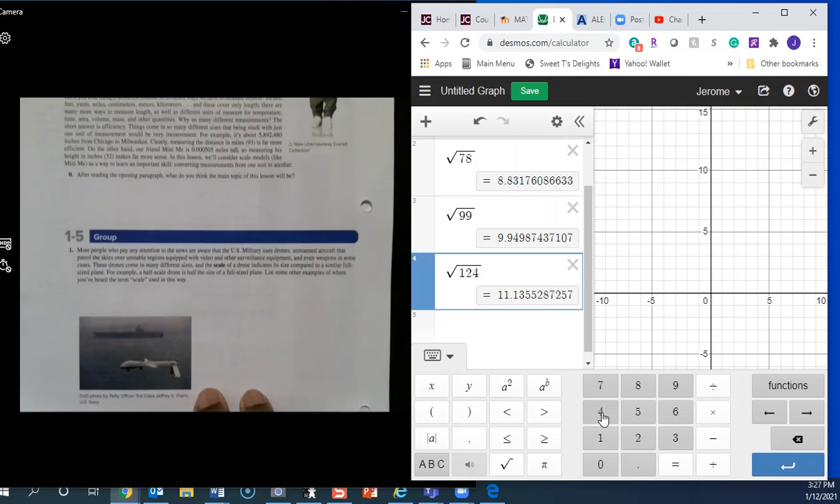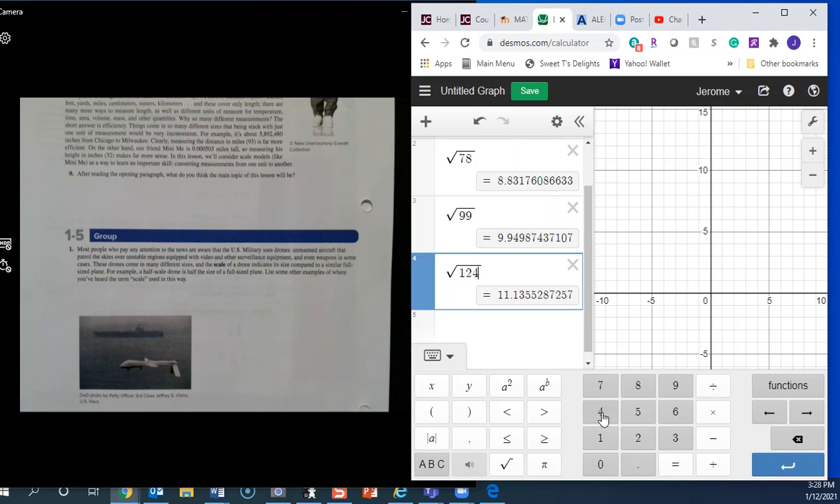Now, for number 1 here, it says most people who pay any attention to the news are aware that the U.S. military uses drones, unmanned aircraft that patrol the skies over unstable regions, equipped with video and other surveillance equipment, and even weapons in some cases. These drones come in many different sizes, and the scale of a drone indicates its size compared to a similar full-size plane. For example, a half-scale drone is half the size of a full-size plane. List some other examples of where you've heard the term scale used in this way.